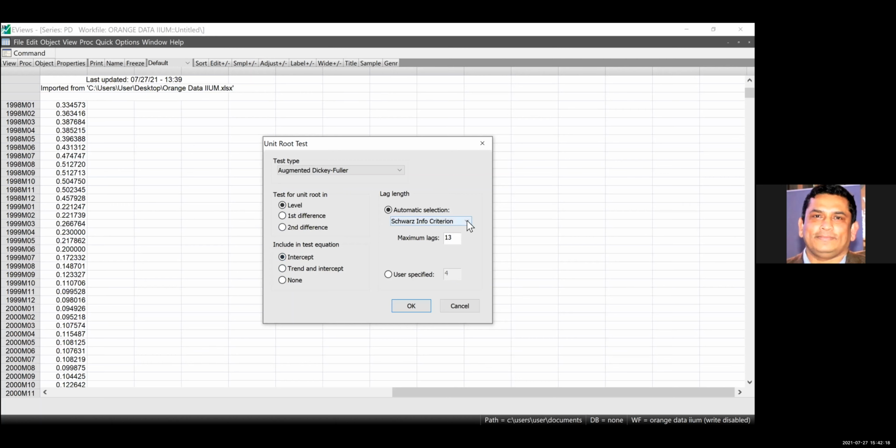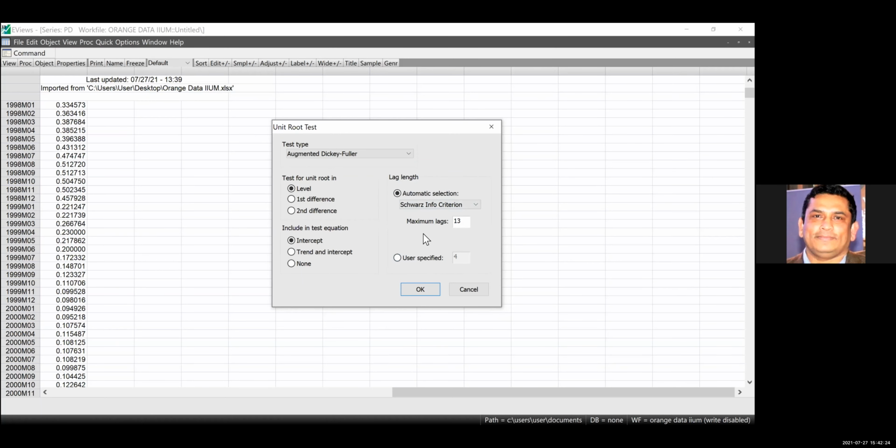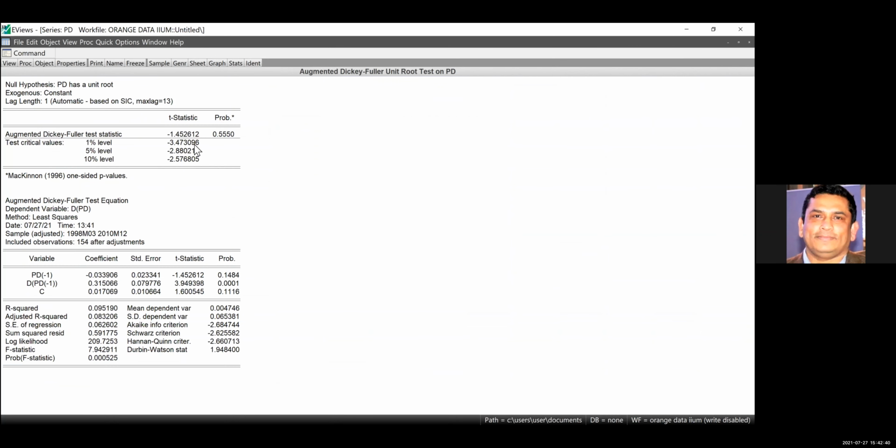And then I put automatic selection, so the software decides how many lags to use. The maximum lags is 13, that's because it is monthly data, so it's 12 plus 1, right? And then this is the SIC or SBC criteria we are using. So here you see that one. It's simple, just a test.